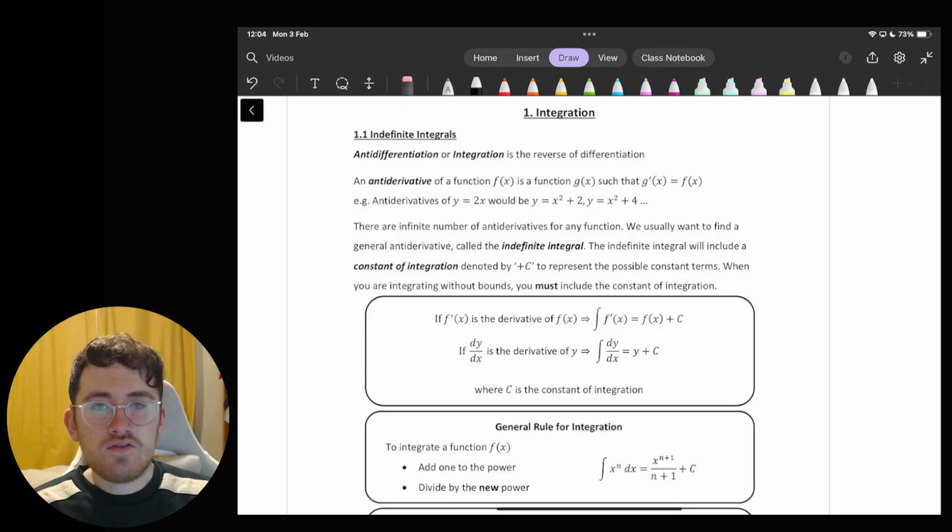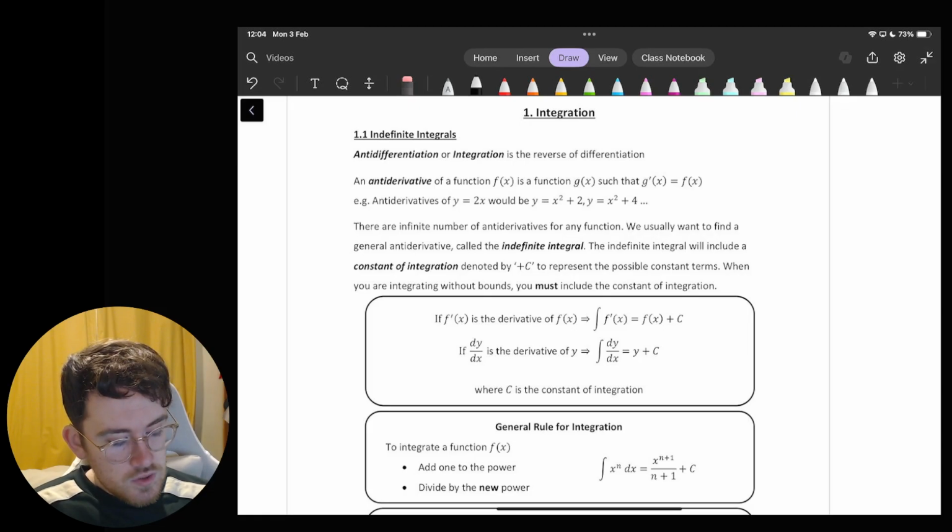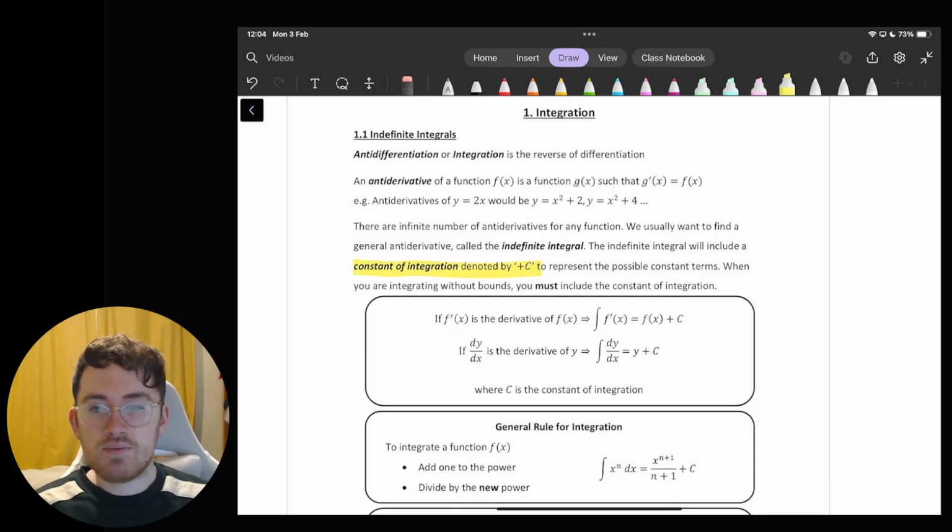So with this antiderivative that we're creating, we can never be 100% sure that it is the correct or the full integral for the function that we have. So we work with this indefinite integral for the time being, and what that really means is using this plus c. We use what we call the constant of integration, plus c, and that just represents the possible constant terms I could have in the function.